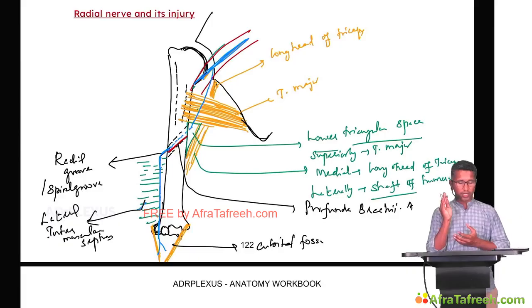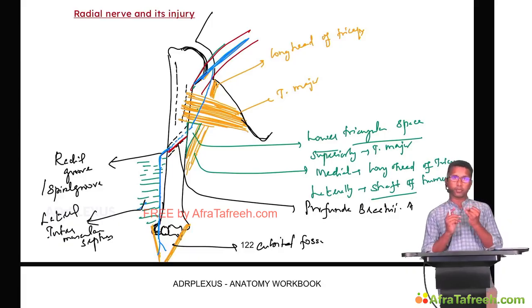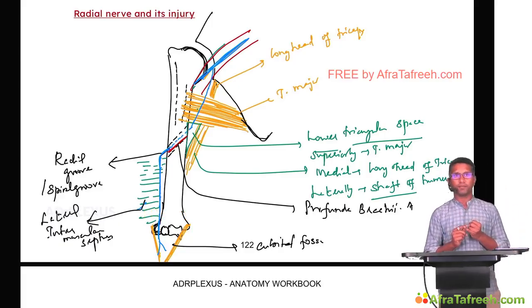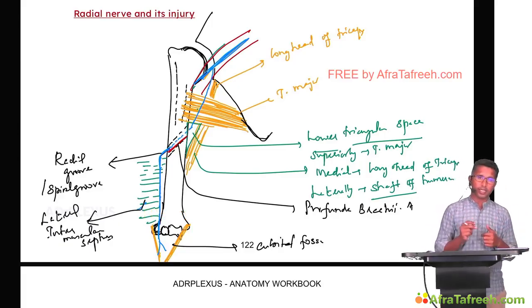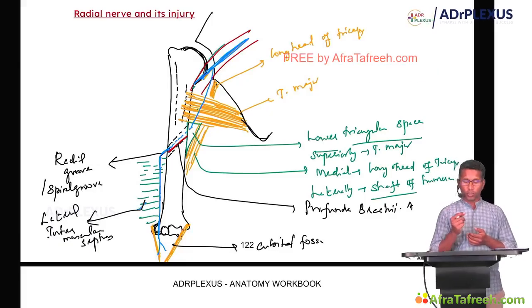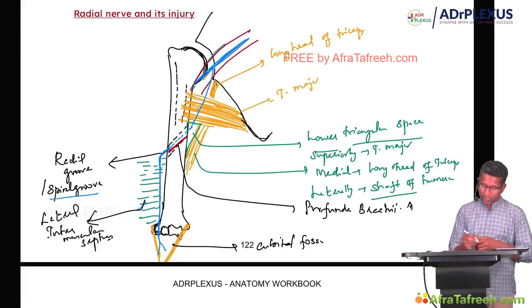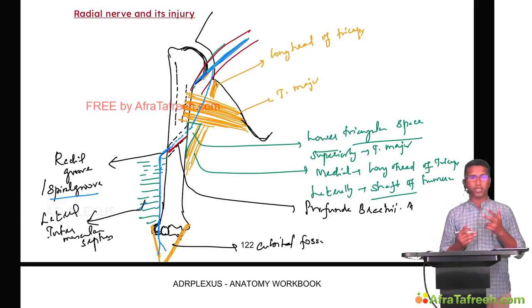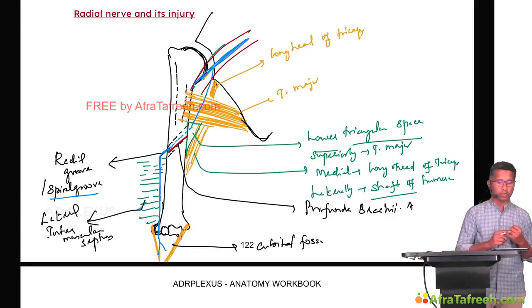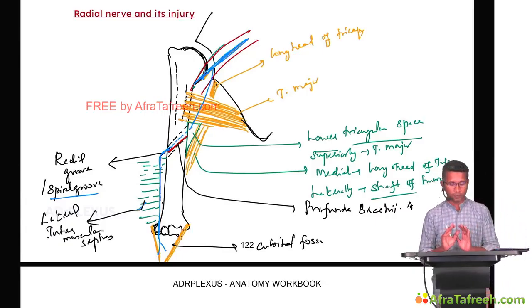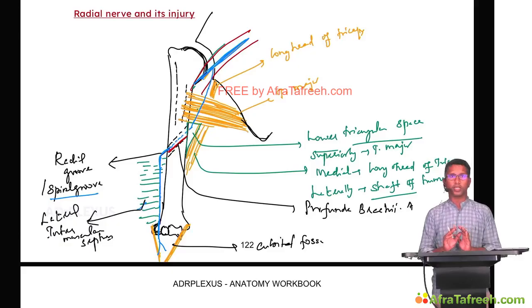Okay guys, remember the radial nerve course. It arises from the posterior cord of the brachial plexus in the axillary region. It runs downwards, enters the lower triangular space, and passes behind the humerus through a groove called the spiral groove. Then it pierces the lateral intramuscular septum, comes to the anterior compartment of the arm, reaches the cubital fossa, and divides into two branches. One is called the superficial branch, another one is called the deep branch. I hope you are clear. Any doubt in the course of the radial nerve?